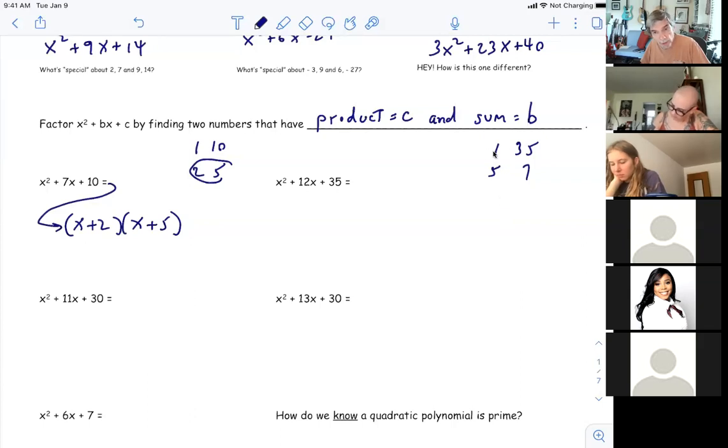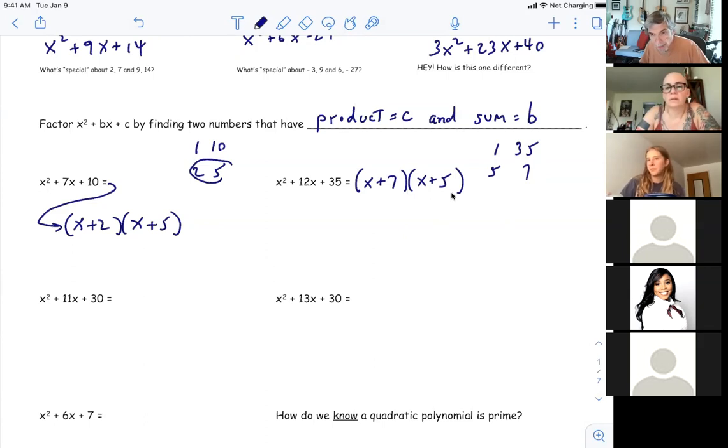Do we need a 36 in the middle? No. Do we need a 12 in the middle? Yes, we need 12 in the middle. 5 added to 7 makes 12. So we're done with this. x plus 7, x plus 5. And in case anybody's wondering, you could put the 5 and then the 7, or the 7 and then the 5. Since it's multiplication, it does not matter.